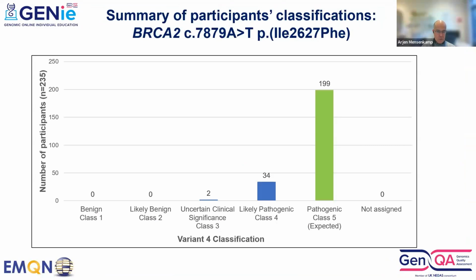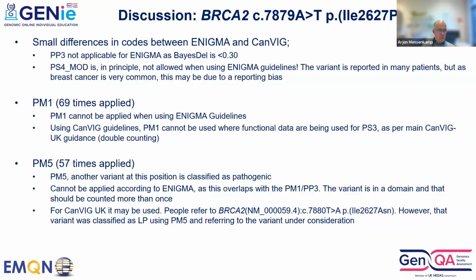And the vast majority of you also came to a class 5 classification. A small group ended up at likely pathogenic, and 2 participants classified the variant as VUS. Next slide, please. If we look at the differences, like I said, PP3 is not applicable when you use the Enigma guidelines, as the BayesDel score is below 0.30. And PS4 moderate is not allowed in the Enigma guidelines.